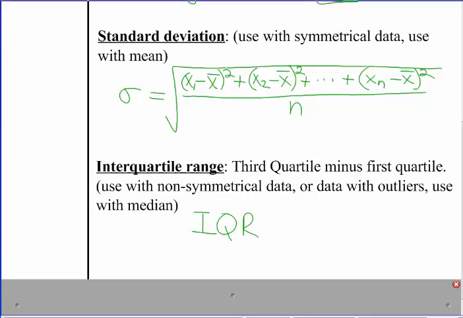Just so you have the general setup, there is an abbreviation for interquartile range, so we usually just call it IQR for interquartile range. And that would be the third quartile, so we call that Q3, minus the first quartile, which we call Q1. So that would be the shorthand way of writing the formula for the interquartile range.